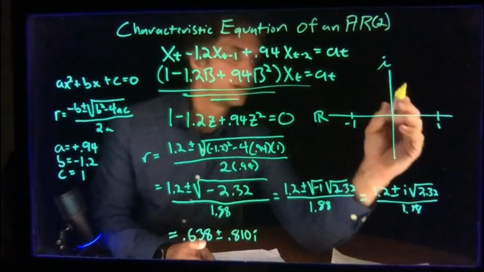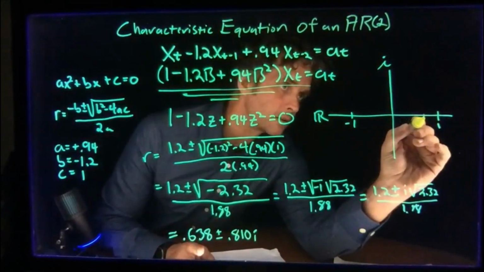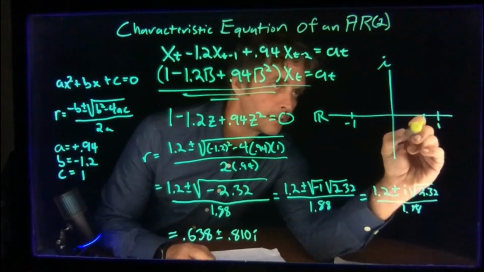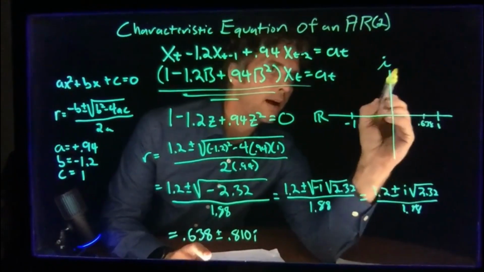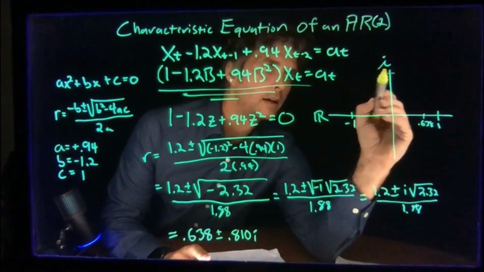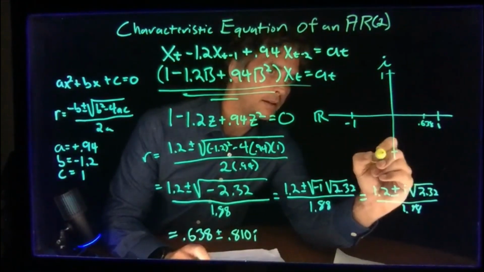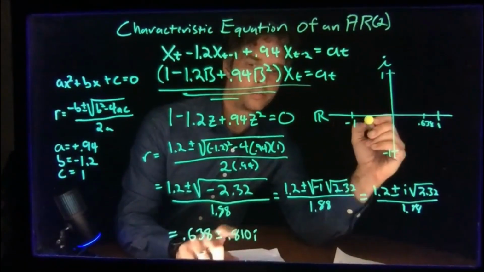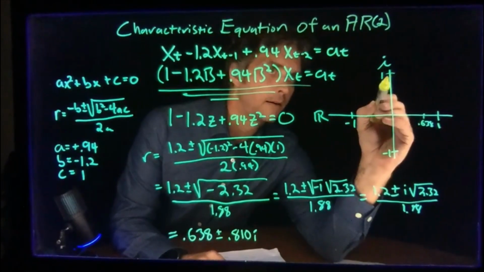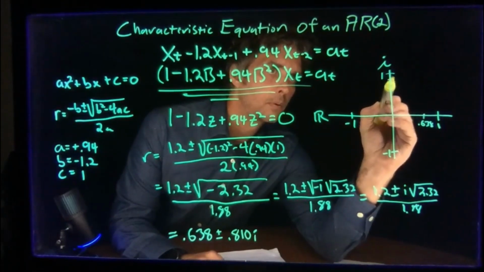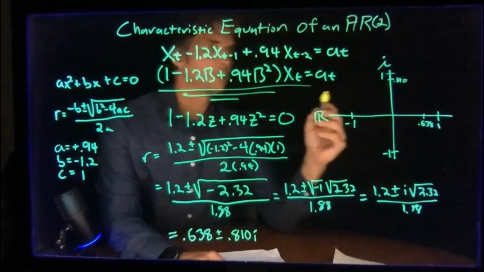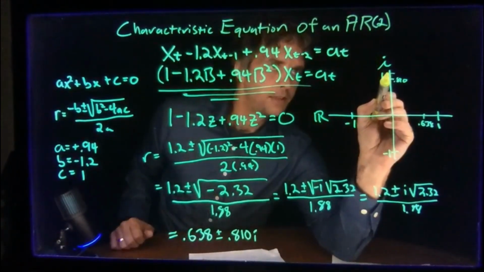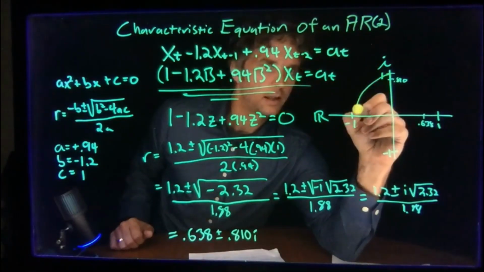But now we've got, so that's 0.5 there. So this is about 0.638. That's the real part. And then if we have a 1 up here, say, and we have a negative 1 down here, that represents the imaginary part, at which this one is about at, right up here at, say, 0.810.